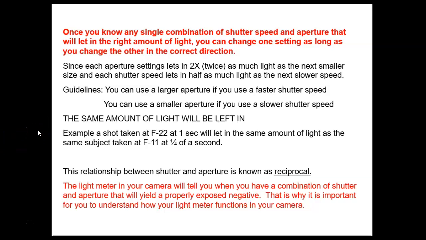So again, the relationship between shutter and aperture is known as reciprocal. The light meter in your camera will tell you when you have a combination of shutter and aperture that will yield a properly exposed negative. That is why it is important for you to understand how your light meter functions in your camera. So this is something that I will show you as soon as I can. It might not be till tomorrow, or I might have done it right before class. We'll see. And I'll obviously do it multiple times. And I will certainly help you individually, if you have questions, in learning the features of the camera.